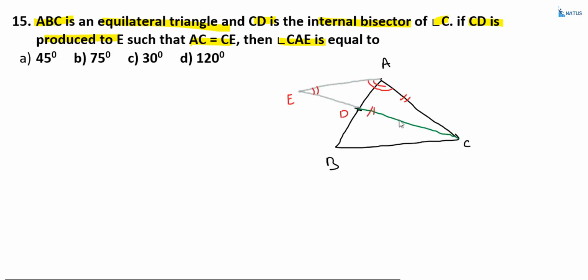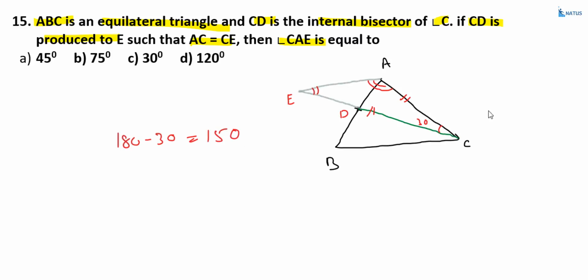Now, what happened? This angle is equal to 30 degrees. This angle is equal to 30 degrees. In the triangle ECA, what is the sum of the angles? 180 degrees. Suppose this is equal to 30 degrees, and what about the sum of these two angles? That is equal to 180 minus 30, that is equal to 150 degrees, or not.